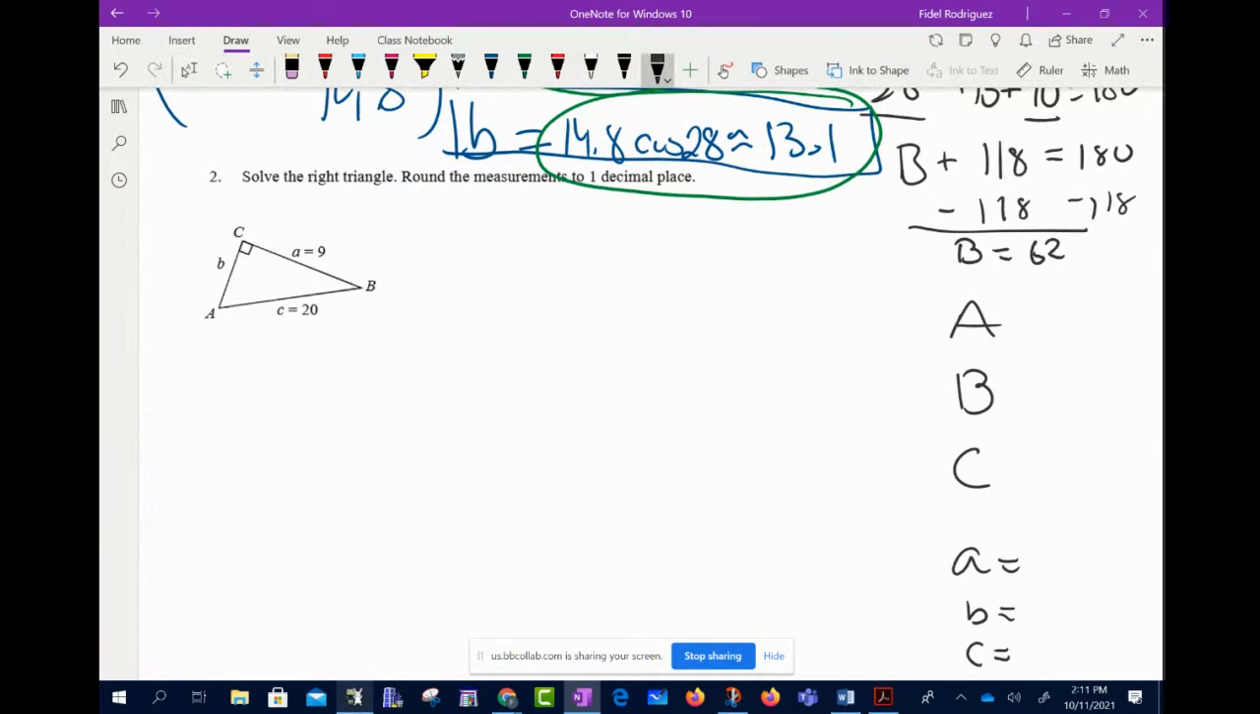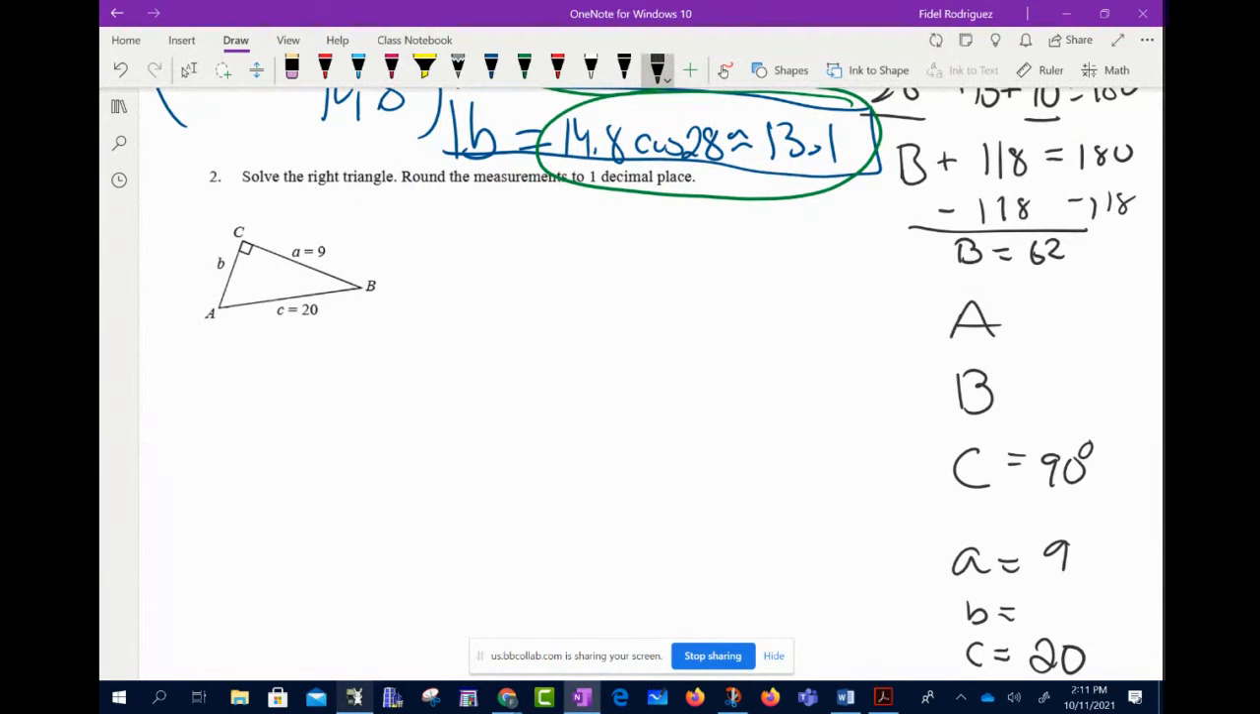So right now, let's figure out what we know. What do we know from this triangle? Do we know any of the angles? We know angle C is 90 degrees. Okay, we don't know A or B just yet. Do we know any of the sides? a is 9, and c is 20.